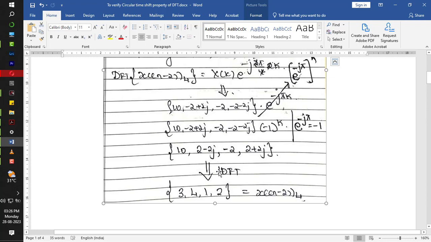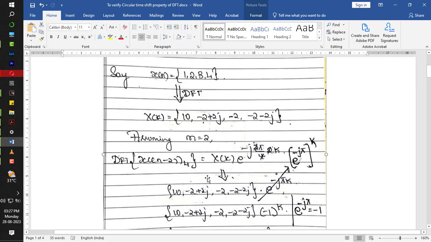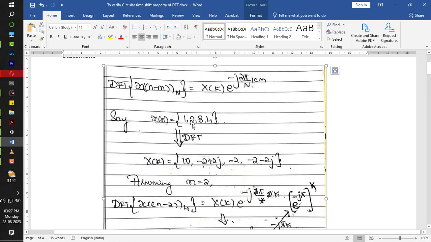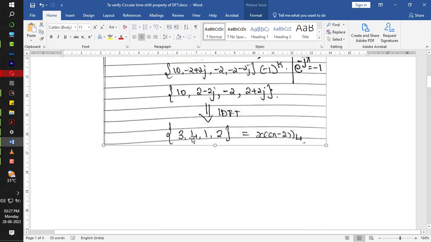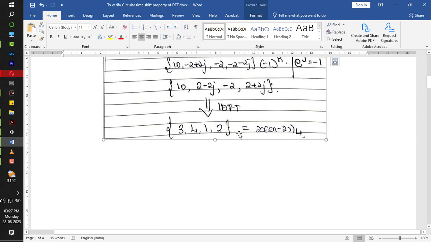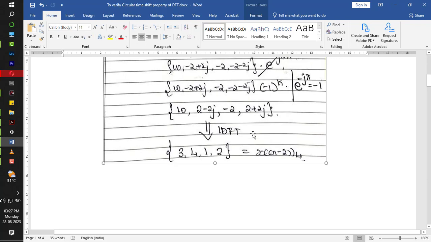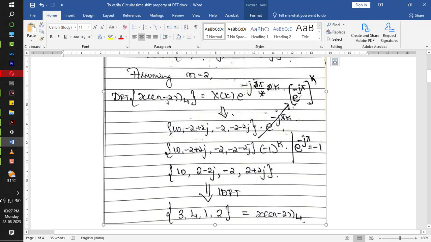Now if I take its IDFT, what I get is 3 4 1 2, and this is the sequence x of n shifted right 2 times. If I shift this sequence right 2 times, 1 2 comes to the third place, and 3 4 goes to the front. So we shifted the sequence x of n in the time domain right 2 times. In the frequency domain, X of k gets multiplied with this sequence. If I take the IDFT of this, I get the shifted version of the sequence in the time domain.